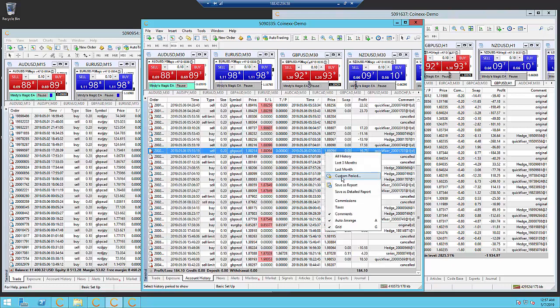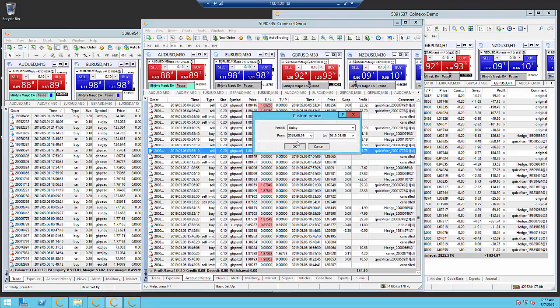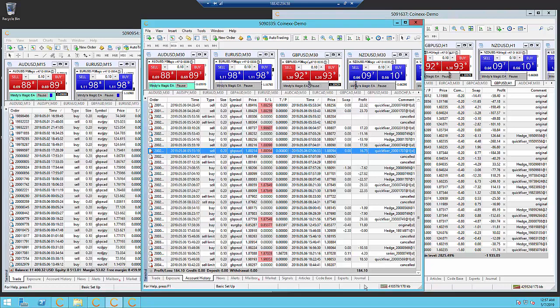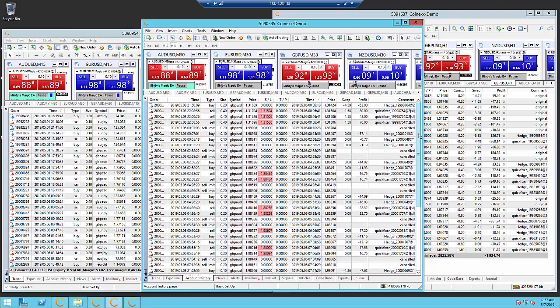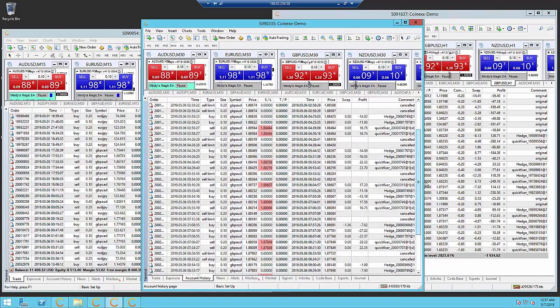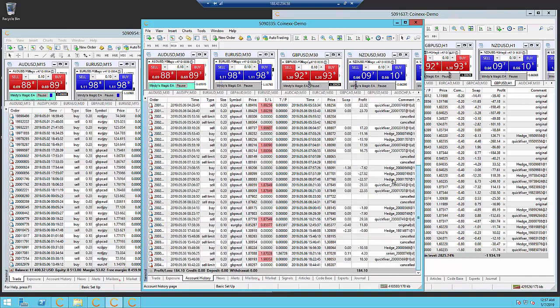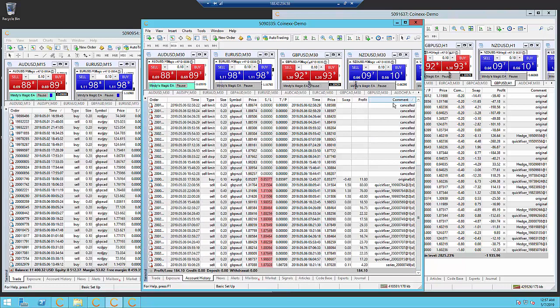And what we see when we go to custom period, just for today, we see that we have booked $184.10 just in the last 24 hours. Okay, the reason for that is because look at all of the hedges and quick fixers that closed today, right? When we sort this by comment, what we see is that we only had one original trade close today.